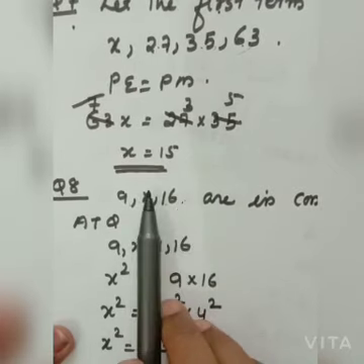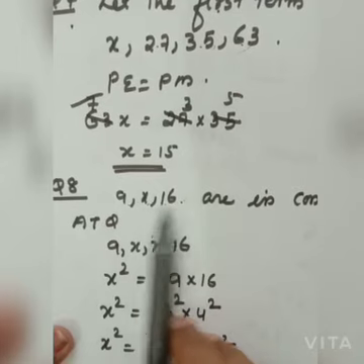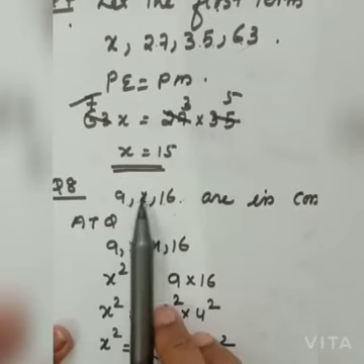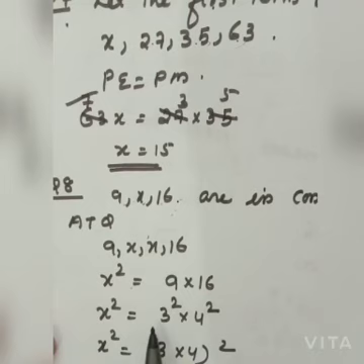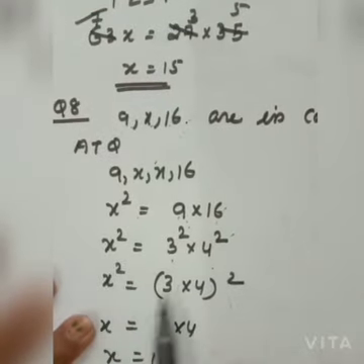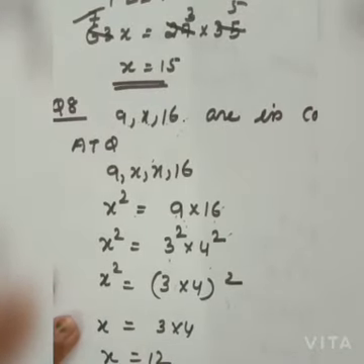You have to find out the value of x. If 3 numbers are there, the middle will come 2 times. Okay. After that what you will do? 9 meaning 3 square, 16 meaning 4 square. Common, and 2 will cut out. You will get x equal to 12.